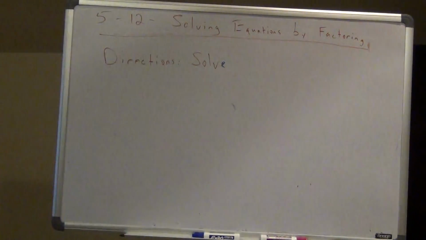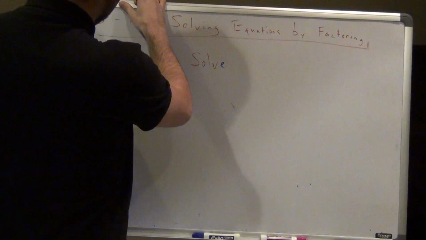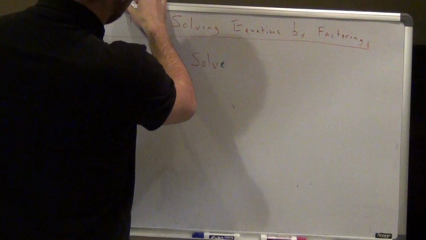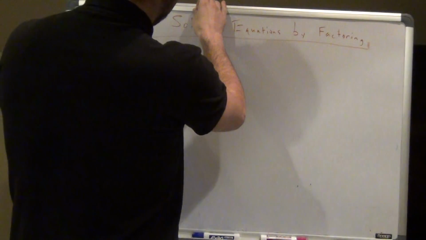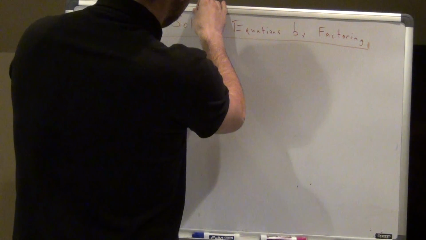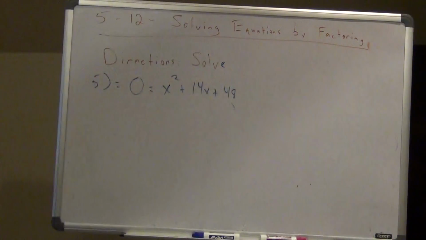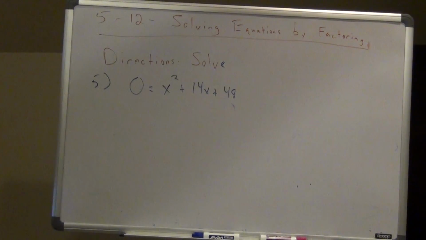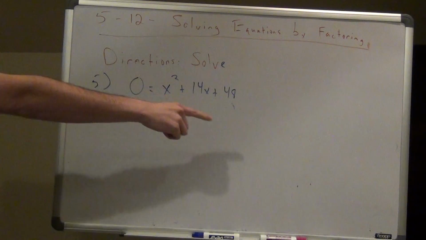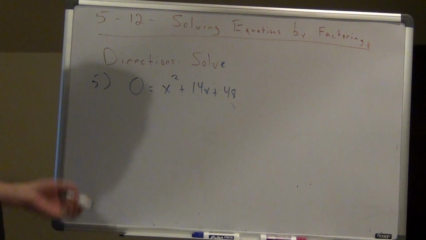All right. So number 5 looks a little weird, but I promise it's nothing crazy. So you get 0 equals x squared plus 14x plus 48. The only difference between this problem and the problem we just did is the zero in front. That's the only difference. All right? So it's just 0 equals x squared plus 14x plus 48 instead of x squared plus 14x plus 48 equals 0. So you just do the same thing.